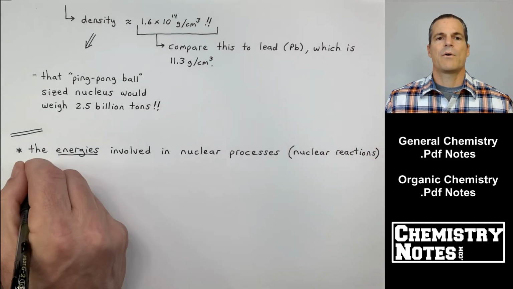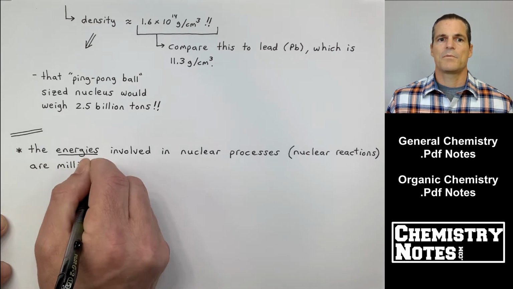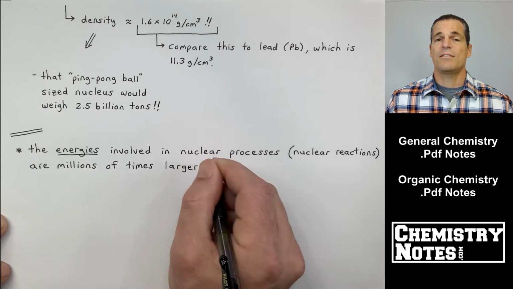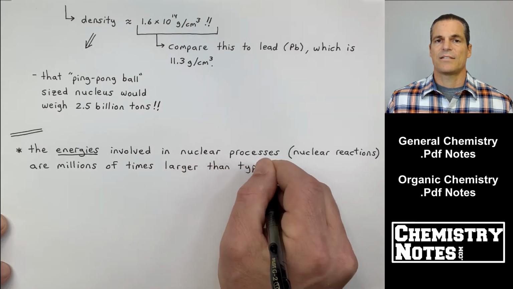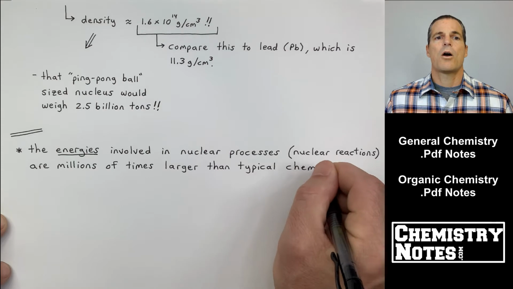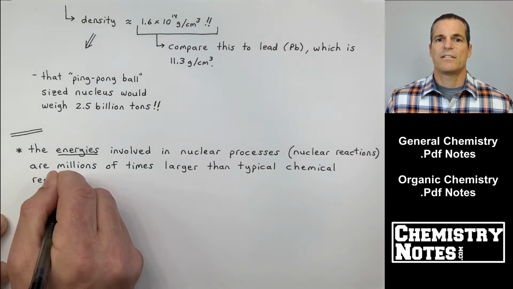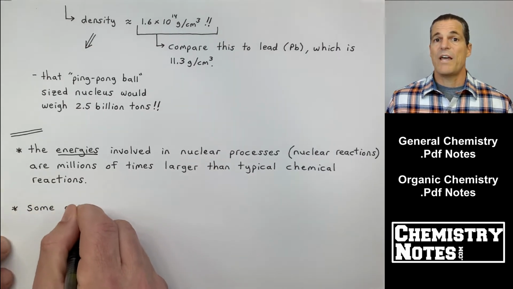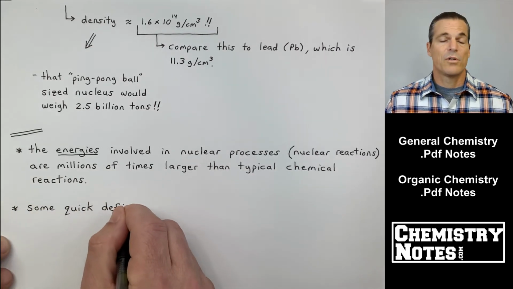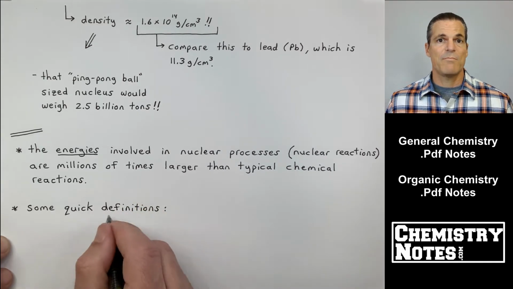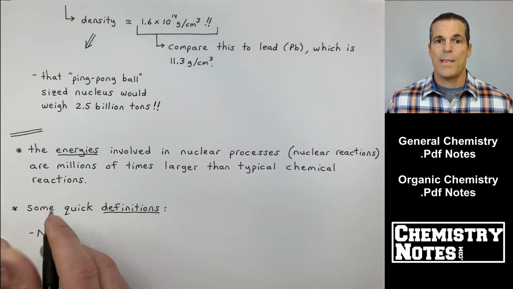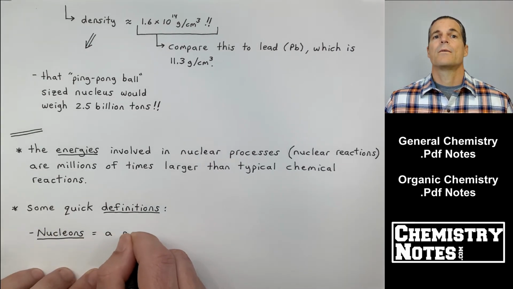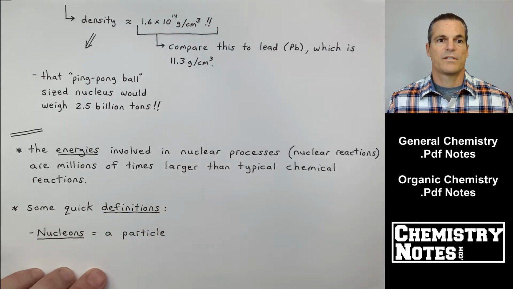All right. Now I'm going to start to introduce to you some vocabulary terms, but before that I want to mention, we got a double line there, which means I'm moving on. It says the energies involved in nuclear processes, in other words, nuclear reactions, are millions of times larger than typical chemical reactions. Okay, this alludes back to why nuclear chemistry has such a social impact, right? If we could harness the amount of energy these processes produce, we'd be in good shape as far as not being so dependent on oil, for example.